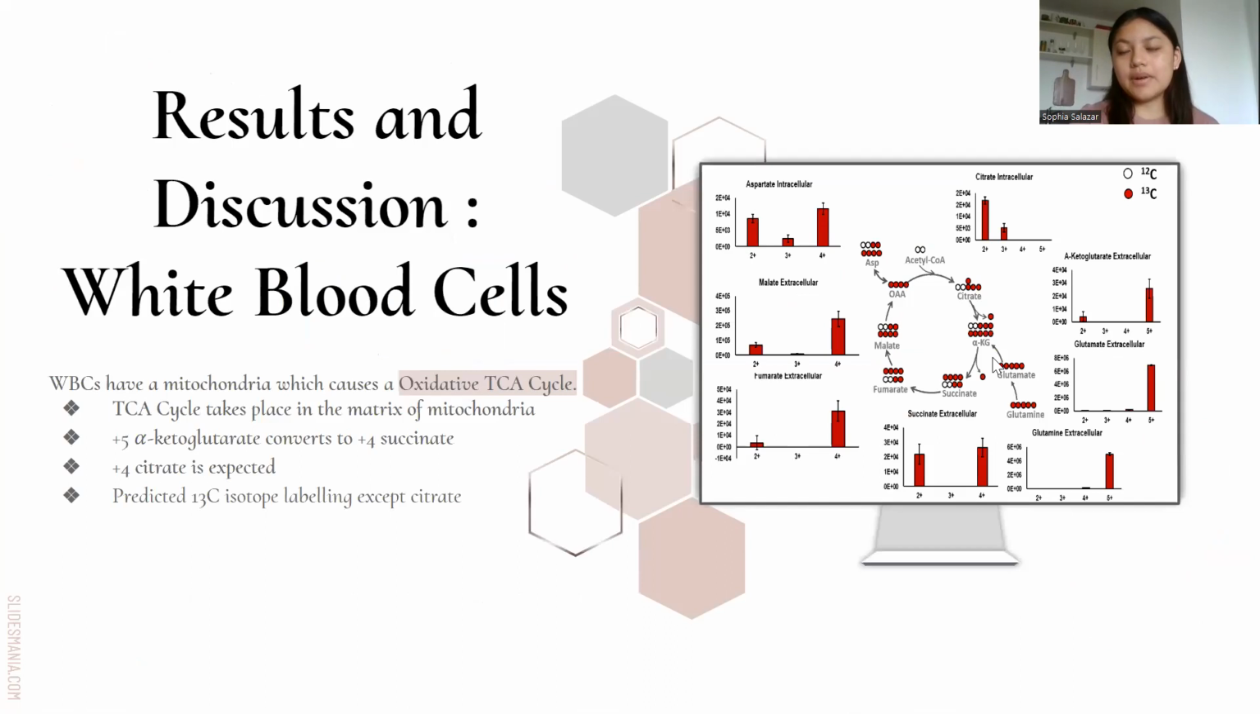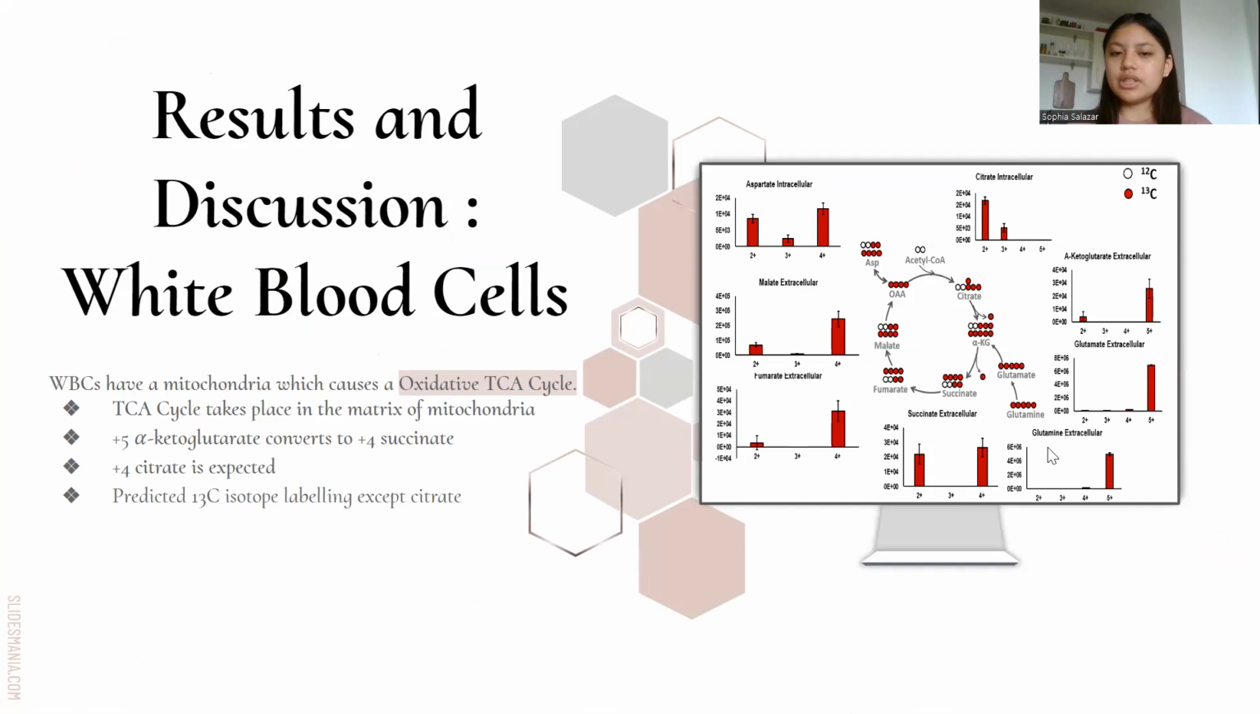Now I'm going to talk about the key studies, and I'll start off with the white blood cells. Before I actually start with the white blood cells, I want to talk about the diagram on the right. You can see here that this is the TCA cycle that was shown in previous slides, and the bar plots are surrounding this cycle.